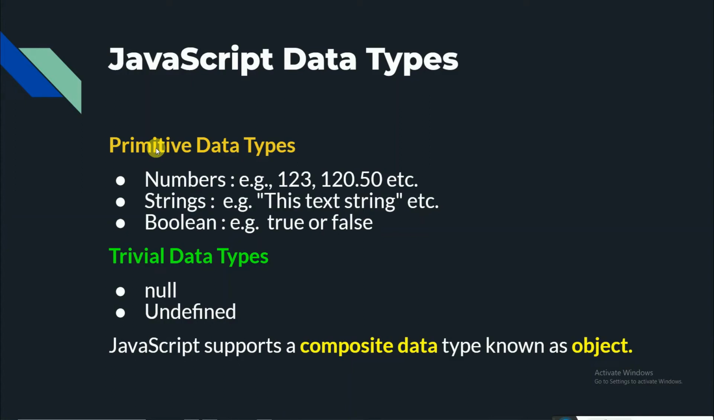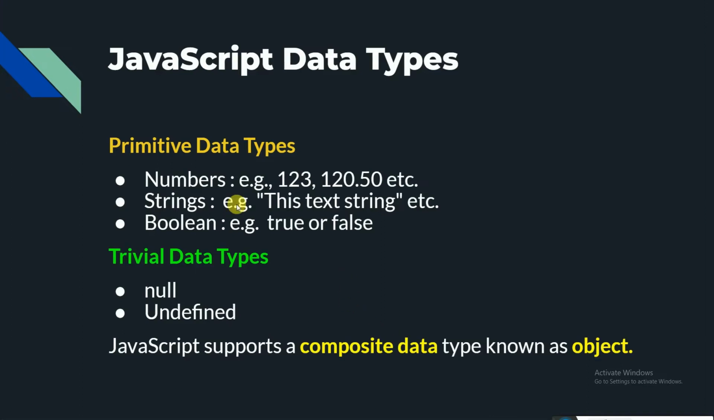My name is Pankaj and we are going to learn JavaScript data types today. In any programming language, data types are very important. They store different types of values. In JavaScript, there are primitive data types, trivial data types and composite data types.